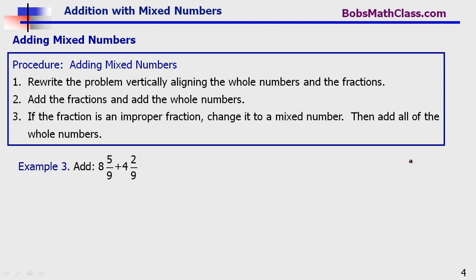Now when we add the fractions, just like in previous videos, we're going to have to find the lowest common denominator and change the fractions to equivalent fractions if the denominators are different. Okay, and then we're going to add the whole numbers. Now, number 3, if it's an improper fraction, then we're going to have to change that to a mixed number, just like we were doing in the previous examples. And then we can add all the whole numbers.